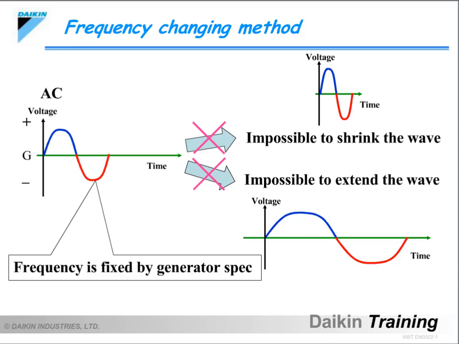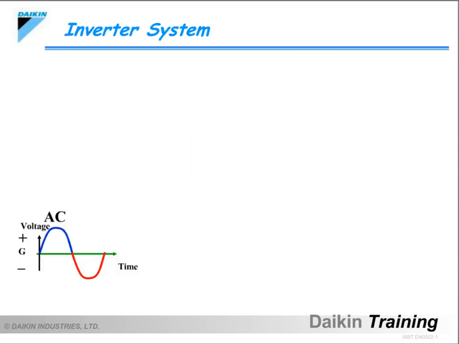One other method is to change the specifications of the generator from which the power is sent. This is, however, not realistic and virtually impossible. Now, how can we change the frequency of AC in a simpler manner? Actually, there is a simple method, namely an inverter system, available to change the frequency of AC.